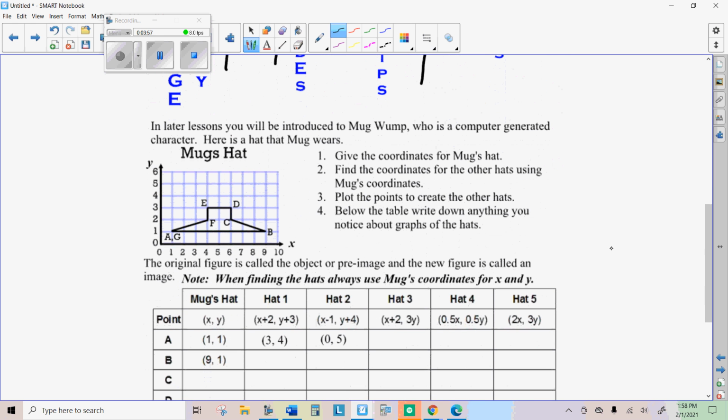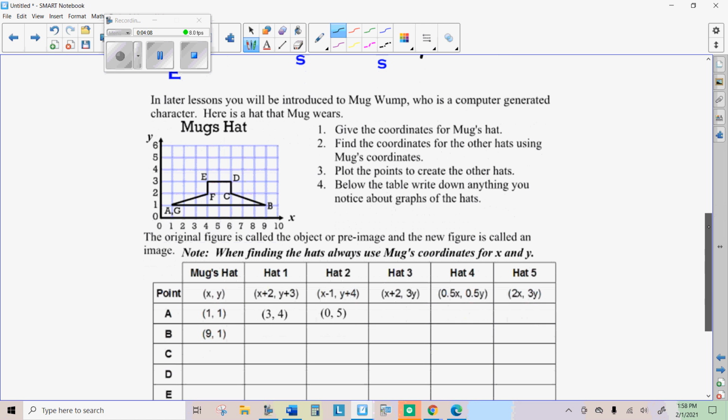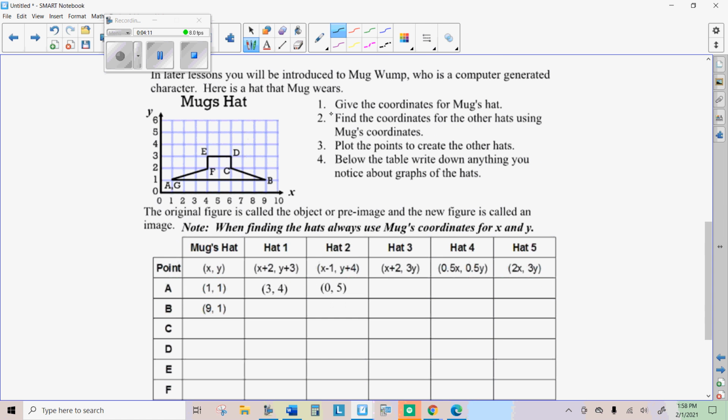All right. So in later lessons, you will be introduced to Mugwump, who is a computer-generated character. And here's the hat that Mug wears. We're going to write down the coordinates for Mug's hat. And I've done the first couple for you here. Point A is 1, 1. That's right there. And we're going to go around, and then we're going to end up at the same place. Okay? And so the next point B is 9, 1. Remember to put the x-axis first. Go ahead and fill in the rest of those points.